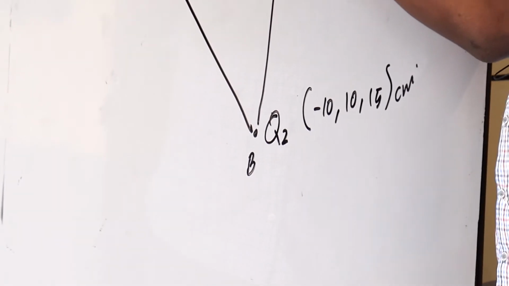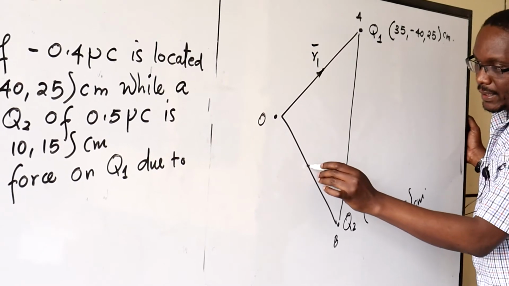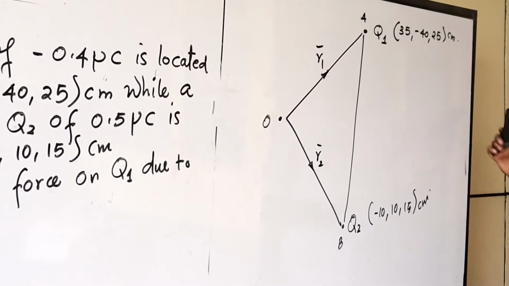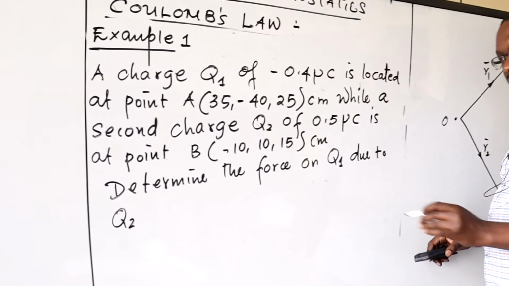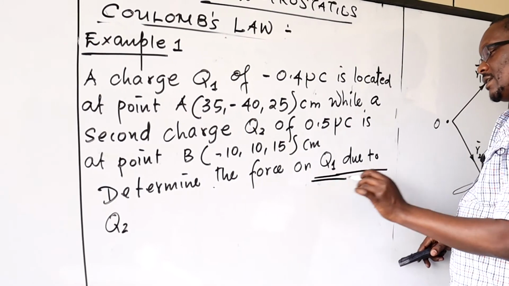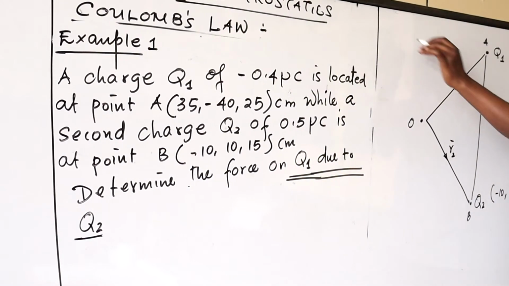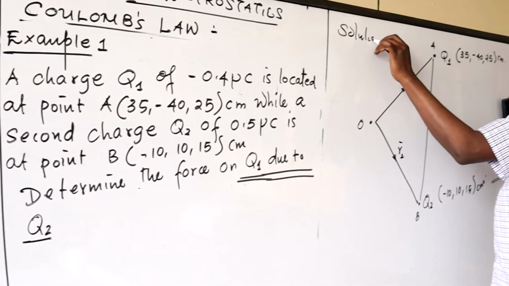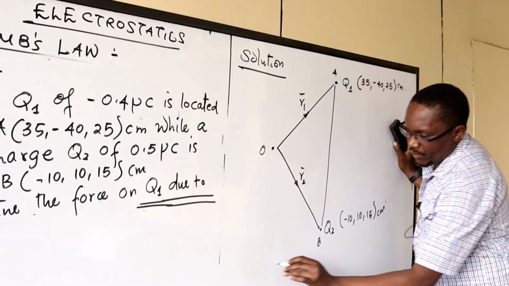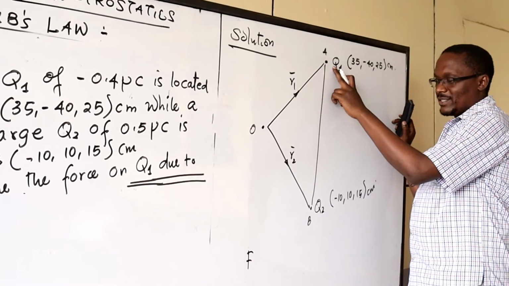Maybe I can call that vector R1 bar, because R1 is for Q1. Similarly, R2 bar for Q2. Now look at our question again. You're told to determine the force on Q1. The statement is very clear. Due to what? Q2. Force on Q1 due to Q2. So how do you go about that? So we can say our force F is the force on Q1 as a result of Q2.